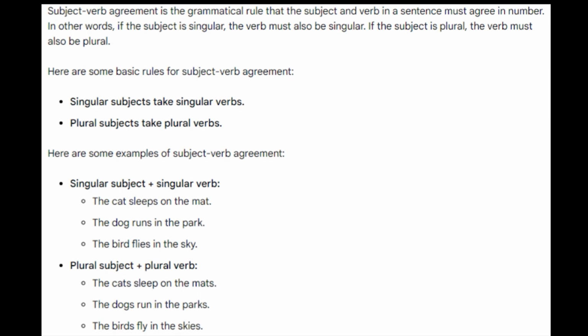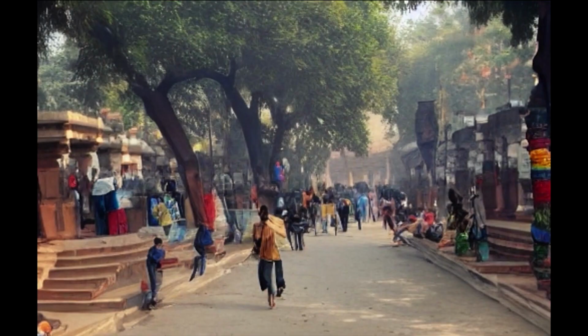Finally, I want to touch on tense. There are 12 tenses in English, and it's important to use the correct tense depending on the situation. For example, using the present perfect tense, I have seen, instead of the past simple tense, I saw, can indicate that the action is still ongoing.